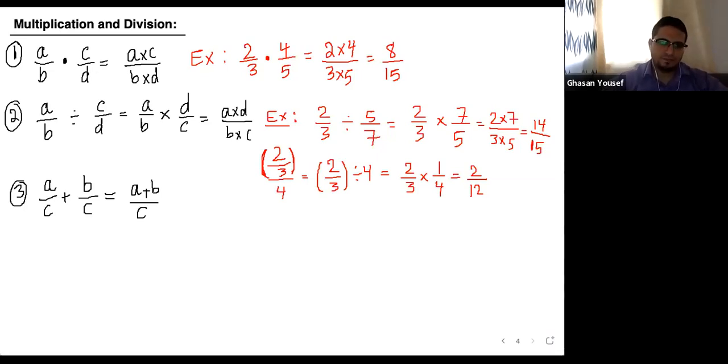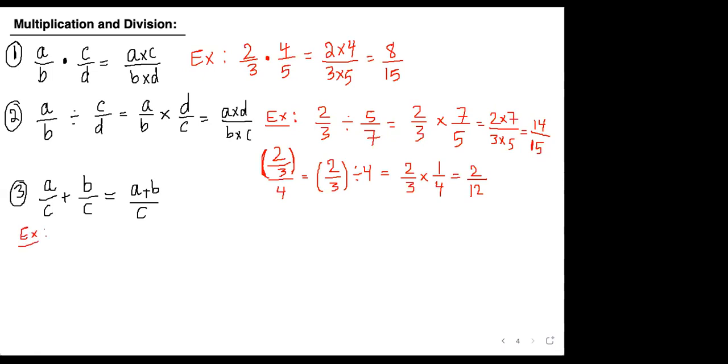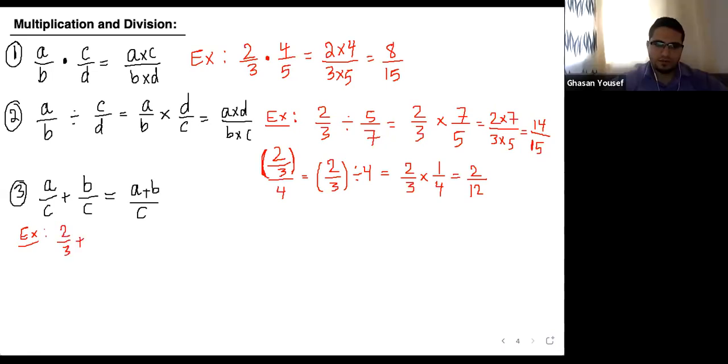Example for this: if I have 2/3 plus 4/3, the denominators are equal, both of them are 3. So I keep the 3 and I just add the numerators, 2 plus 4, and this gives me 6/3. And I can simplify it by dividing both by 3 if I would like. Dividing this by 3 gives me 2, dividing this by 3 gives me 1. So the answer is 2.